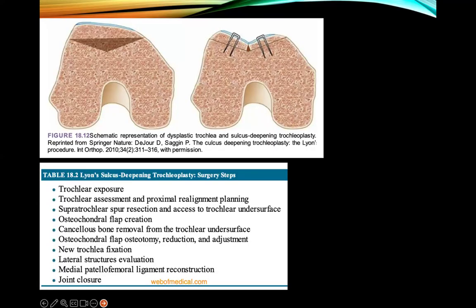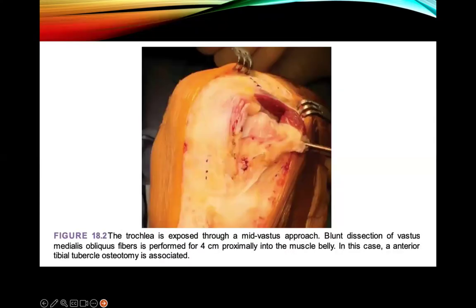So I would start describing sulcus deepening trochleoplasty. It has been given very nicely in this paper in 10 steps. So I would be elaborating more on these 10 steps. Beginning with the exposure, a midline incision is taken. We take either a mid-vastus or a transquadriceps approach. Mid-vastus is preferred. Then the medial retinaculum is incised, and the VMO, vastus medialis, is split proximally.